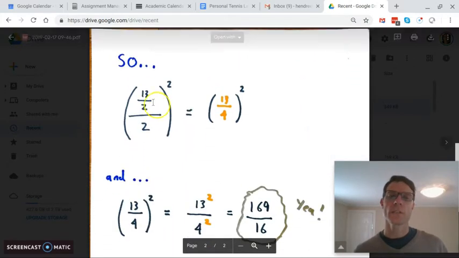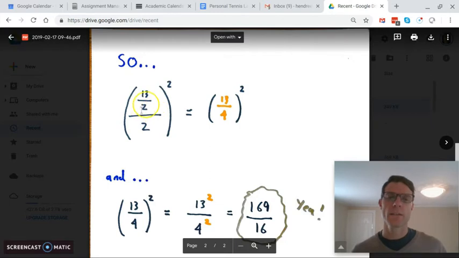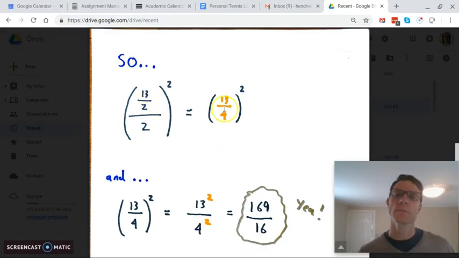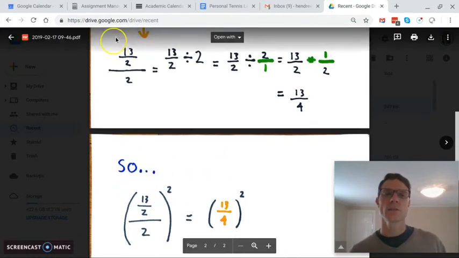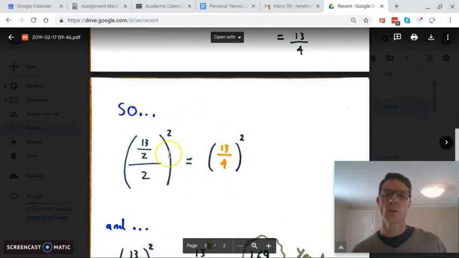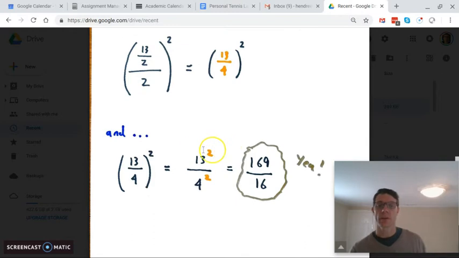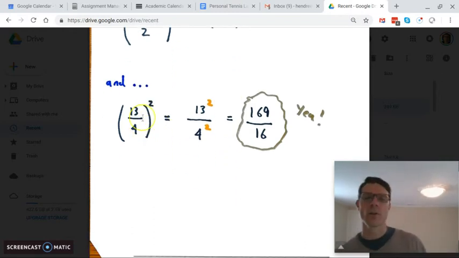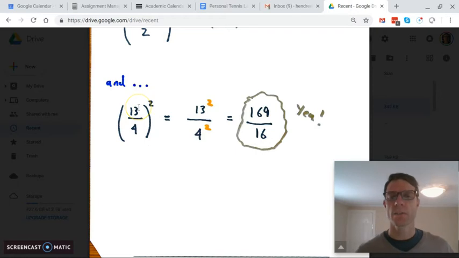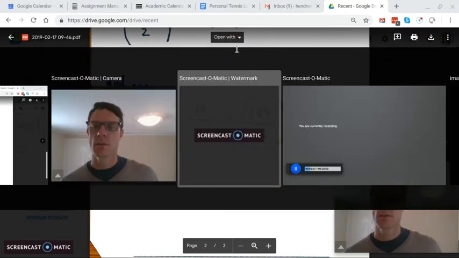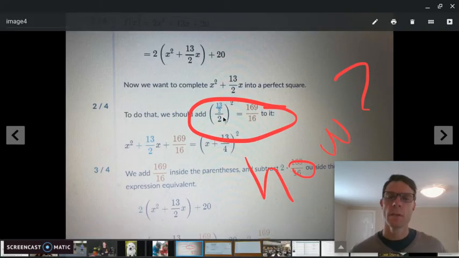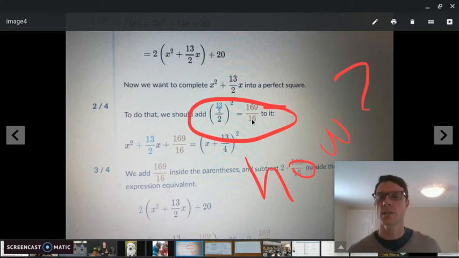And so we can really rewrite the inside of this parentheses as 13 over 4, right? We just calculated that 13 over 2 divided by 2 is equal to 13 over 4. So this stuff is really just equal to 13 over 4. And now all we have to do is worry about squaring it, okay? The cool thing about squaring a fraction is it's really just the same thing as squaring the numerator and denominator. Those are the exponent rules. So 13 squared is 169, and 4 squared is 16. And so that's how my math lab gets that this is equal to 169 over 16.